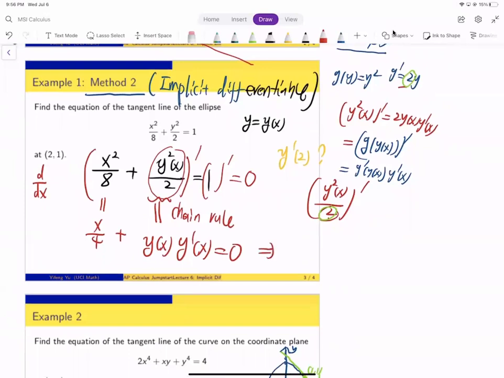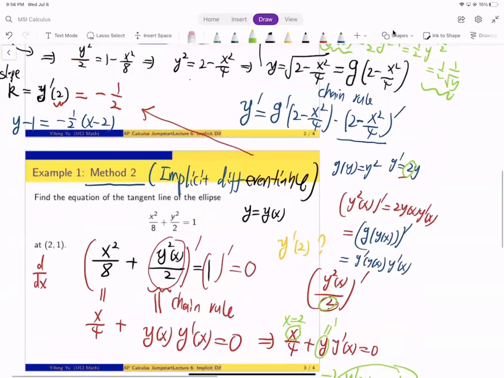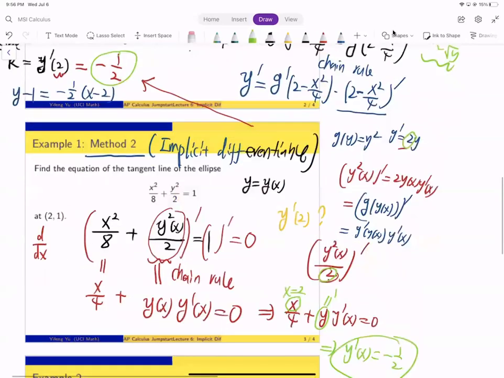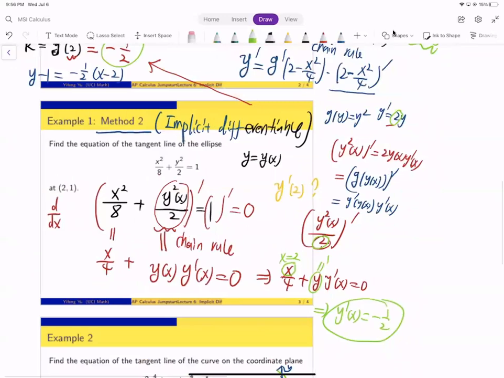From here, let me rewrite it: x over 4 plus y times y prime(x) equals 0. Now we can just plug in, because x is 2 and y equals 1. From here, we quickly get y prime(x) is negative 1/2. So you see, it's the same thing we got from the previous method, by explicitly writing out the expression of y(x). But obviously, this one is more convenient.